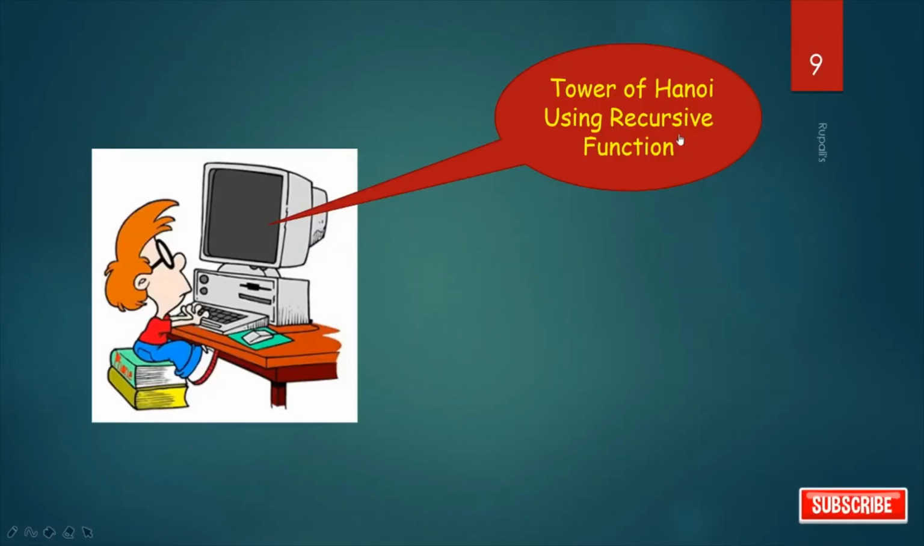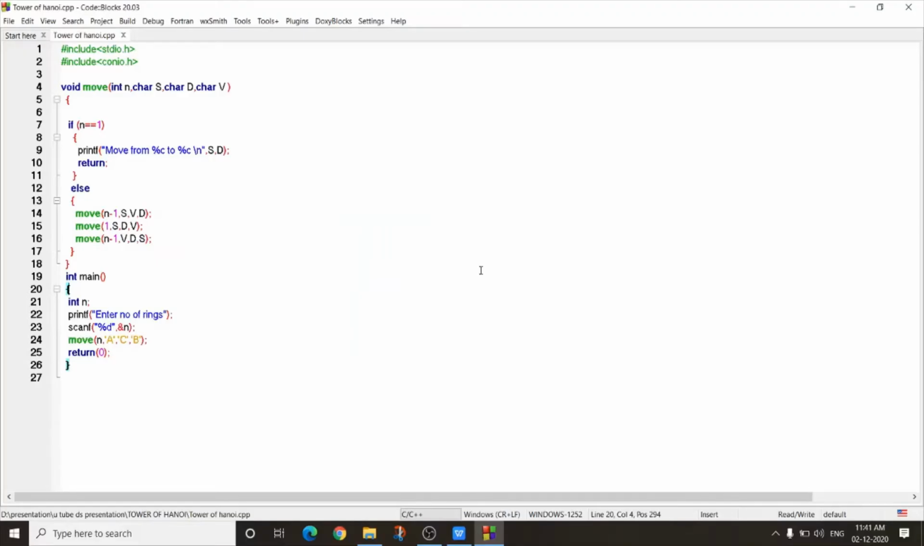Now see the coding of Tower of Hanoi using a recursive function. So this is our program. This is the move function we already discussed, and this is main. In main there is one integer variable n. I take the total number of rings. In our example it was 3, but you can take any number. Now call the function move by passing the total number of rings, that is n, the source tower, that is A, the destination tower, that is C, and the auxiliary tower, that is B.